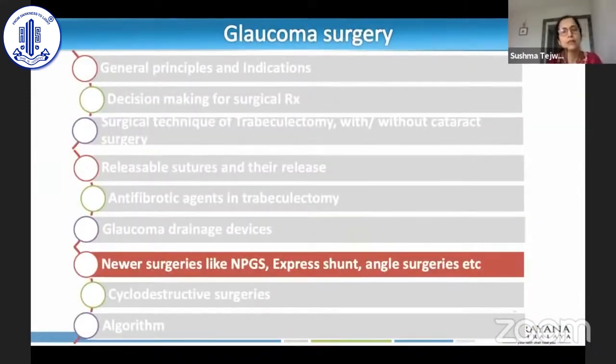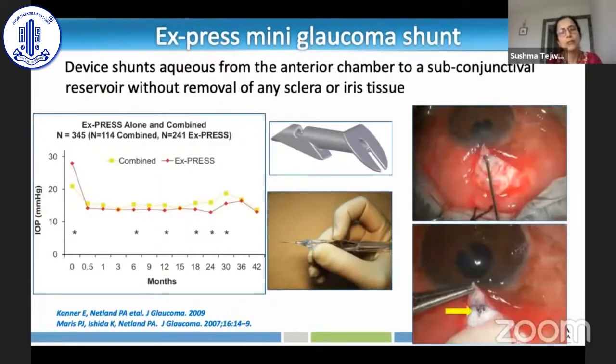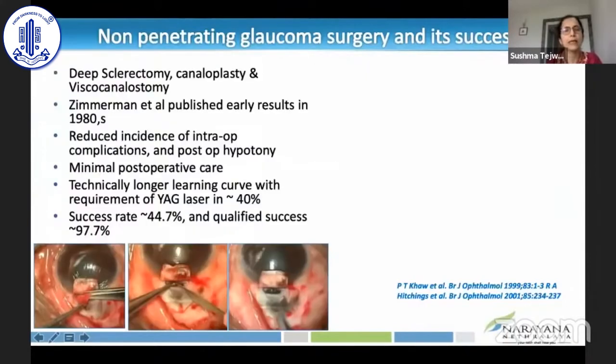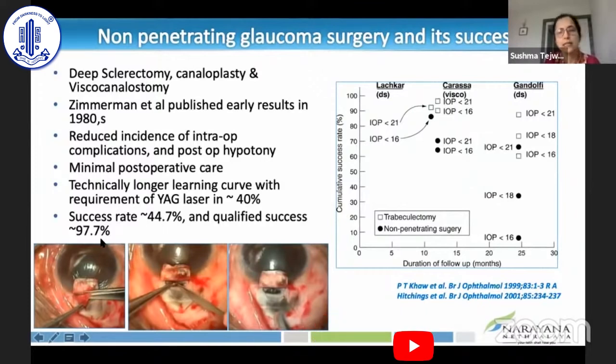There are different newer surgeries, which I will just touch upon. The Express mini glaucoma shunt is similar to trabeculectomy, where instead of doing the trabecular meshwork block excision, you put this steel implant where the flange stays outside and works as a wick to drain the aqueous, and the bleb is closed in a similar way. Non-penetrating glaucoma surgeries, where deep sclerectomy, canaloplasty, and viscocanalostomy are the ones which have been mentioned. The success rate varies from 50 to 95%. However, in comparison to the Trab, these rectangles are the Trabs and the solid dots are the deep sclerectomy outcomes. So you can see that they have relatively higher success.